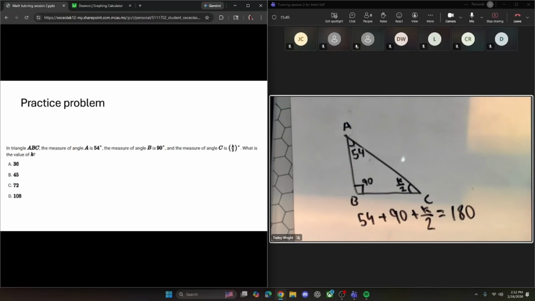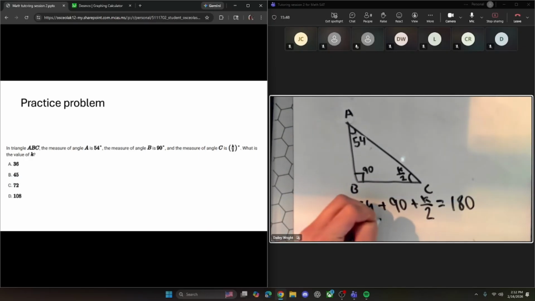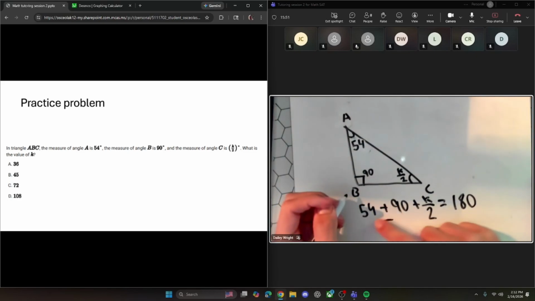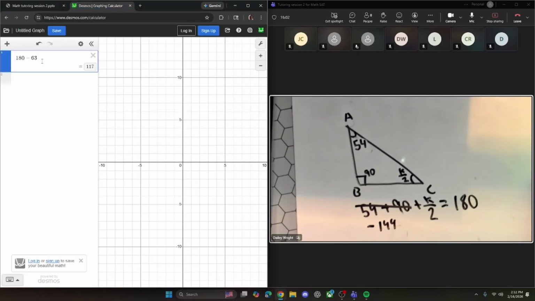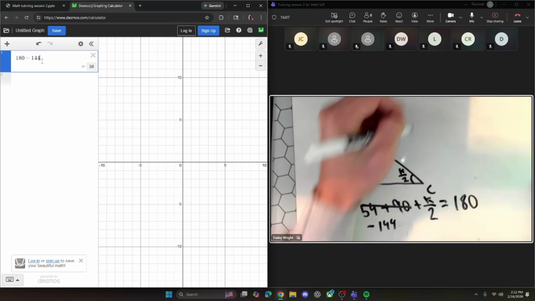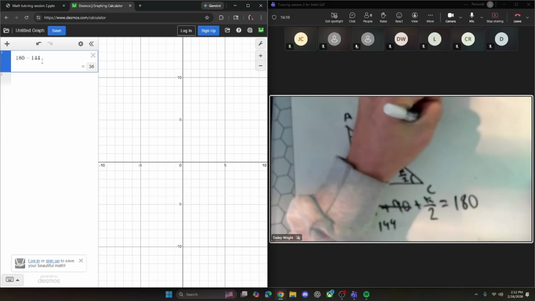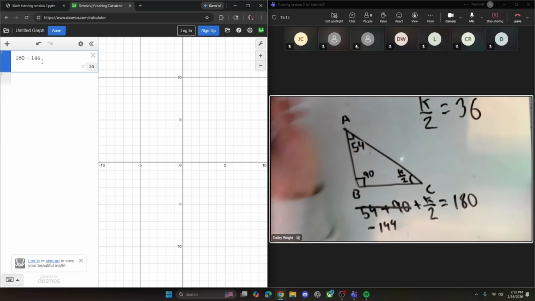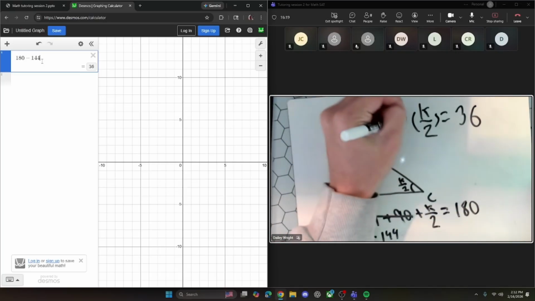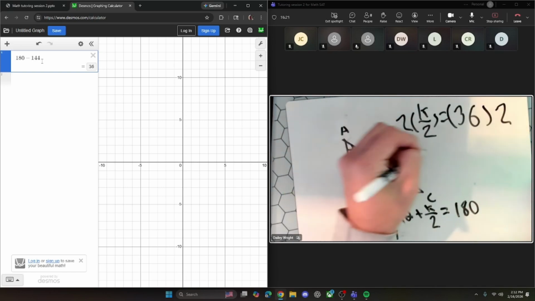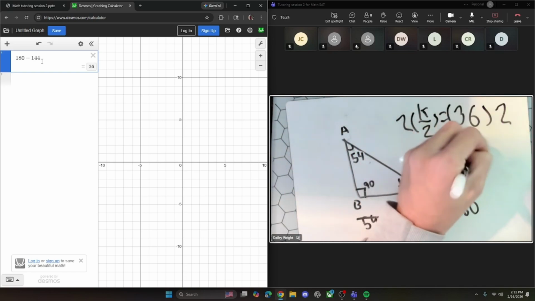So subtract 90 over and subtract 54 over. I'm going to do this at once. 54 plus 90 is 144. So I'm just going to subtract 144 over. 180 minus 144 gives me 36. So K over 2 equals 36. Now to get rid of this 2 on the bottom, you have to multiply it over. So multiply both sides by 2. K is equal to 72.